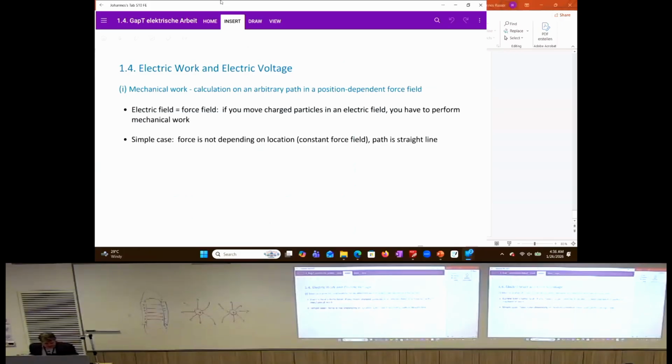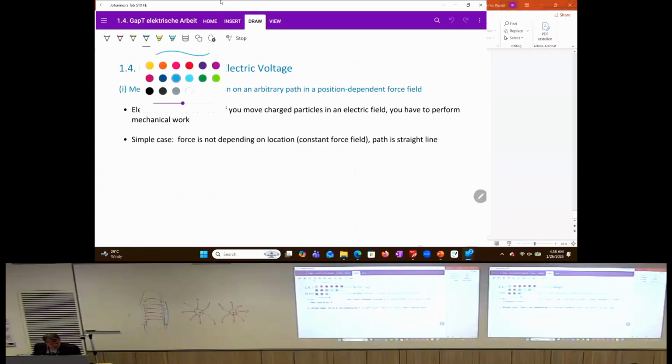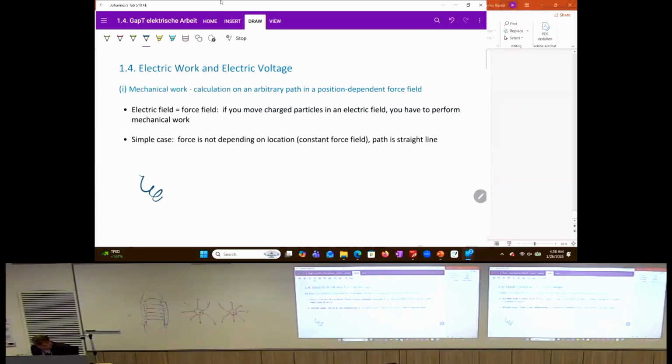So the simple case is that the force is not depending on location. Basically, you have a constant force field. And a simple case also is if you have a straight line. And let me show what that could be. We have to bring in mechanical work and, okay, it's working again.